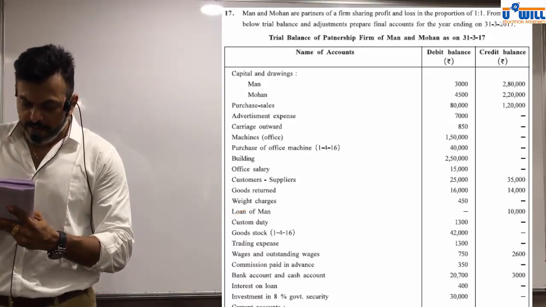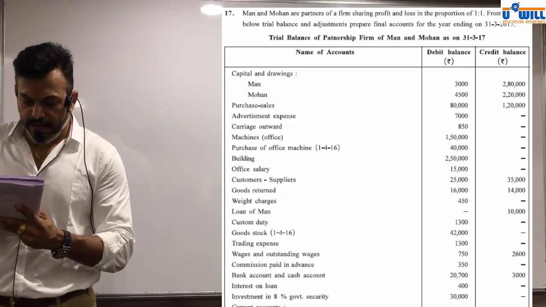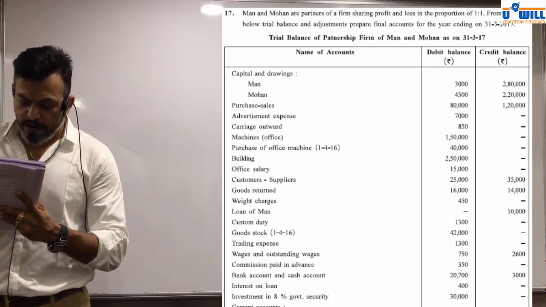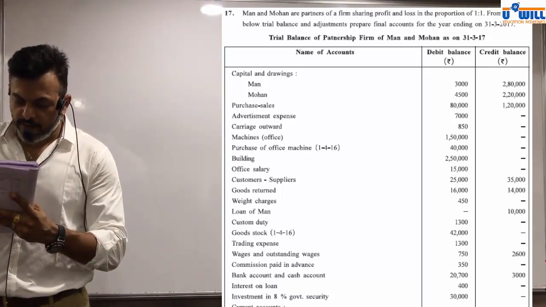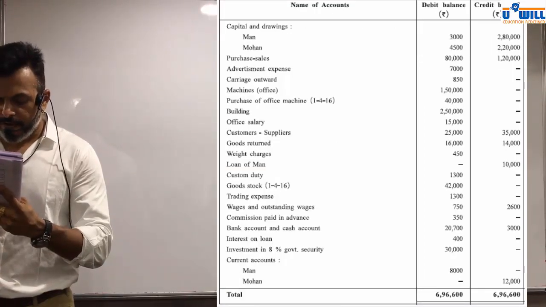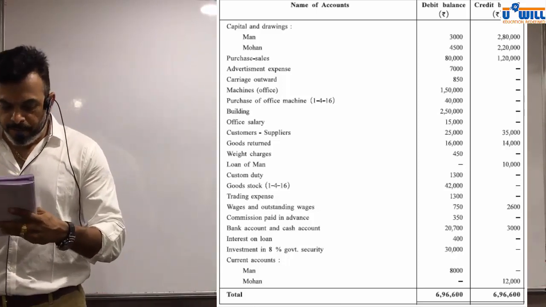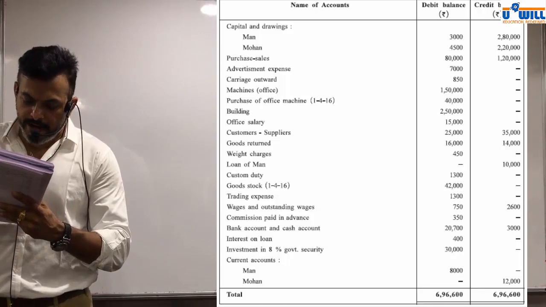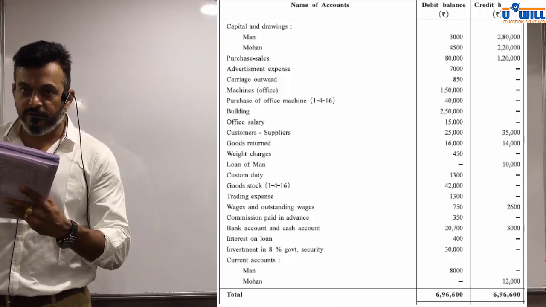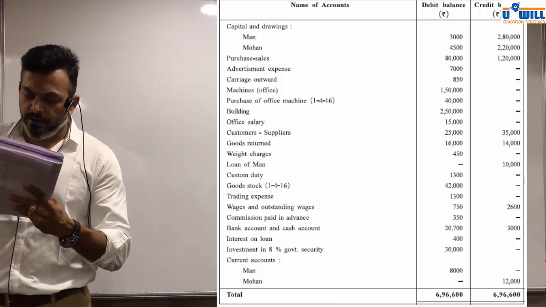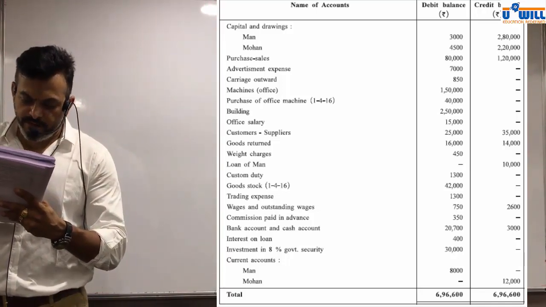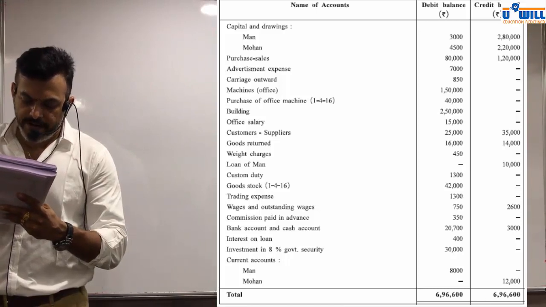Custom duty, trading. Goods stock, opening stock, trading expense, profit and loss. Wages and outstanding wages. Now wages trading and outstanding wages liability. So 2600 is the liability and 750 goes to the trading account. Commission paid in advance, asset. Bank account, cash account. Now cash account is 20,700 asset and bank account 3,000 bank overdraft liability. Interest on loan, expense, profit and loss account debit.